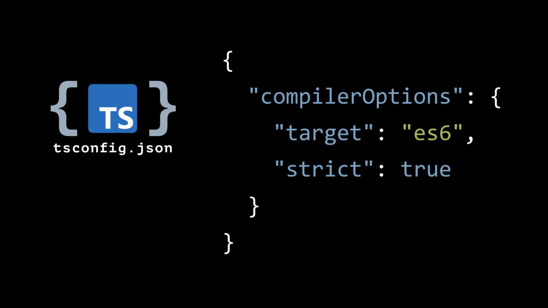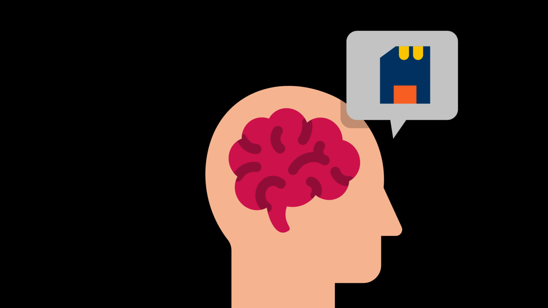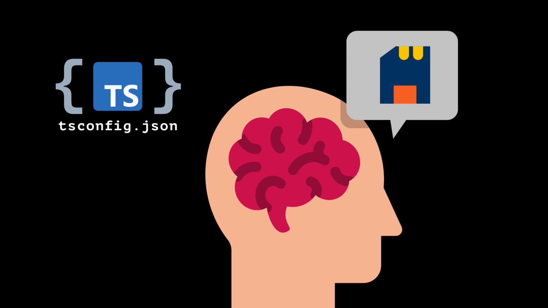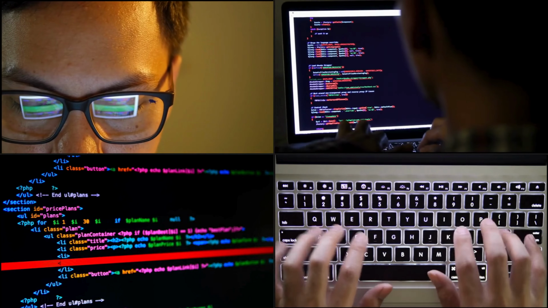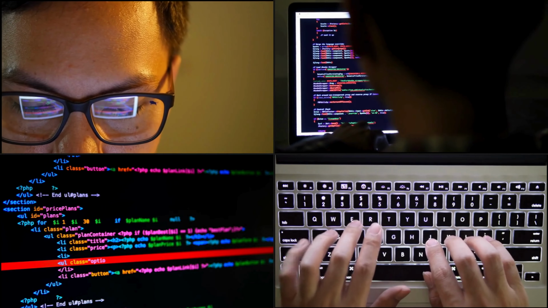Here's a super simple example of a tsconfig file. Compiler options, target ES6, strict true. In this file, we're telling TypeScript two things. First, target ES6 means we want the output JavaScript to use modern features from ES6. Second, strict true means we want TypeScript to be very careful and catch as many errors as possible. You don't need to memorize this right now. Just know that tsconfig is how we control the way TypeScript works in a project. It helps us set the rules and make sure the code is clean.